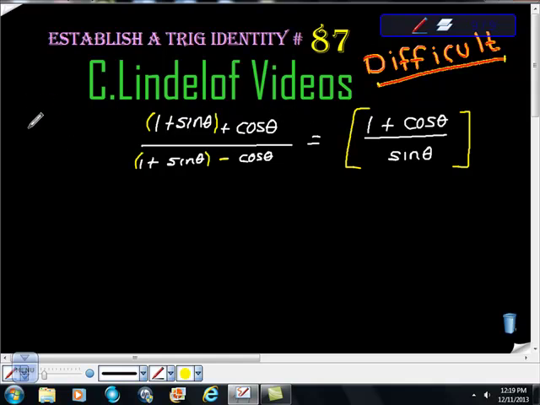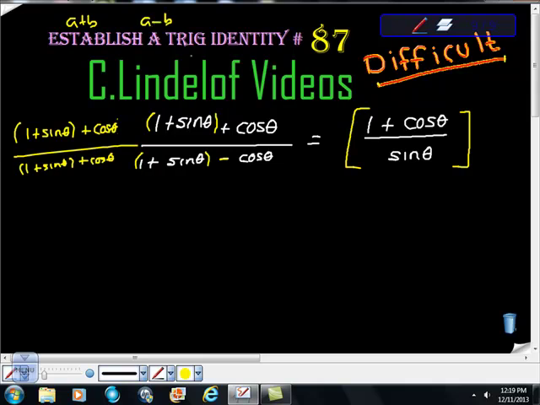So the conjugate of the denominator is (1 + sin θ + cos θ) over (1 + sin θ + cos θ). All good? Remember conjugate: if we have a plus b, its conjugate would be a minus b. So I'm using this to develop a difference of squares. This turns out really messy, so you have to really think your way through this a ton.